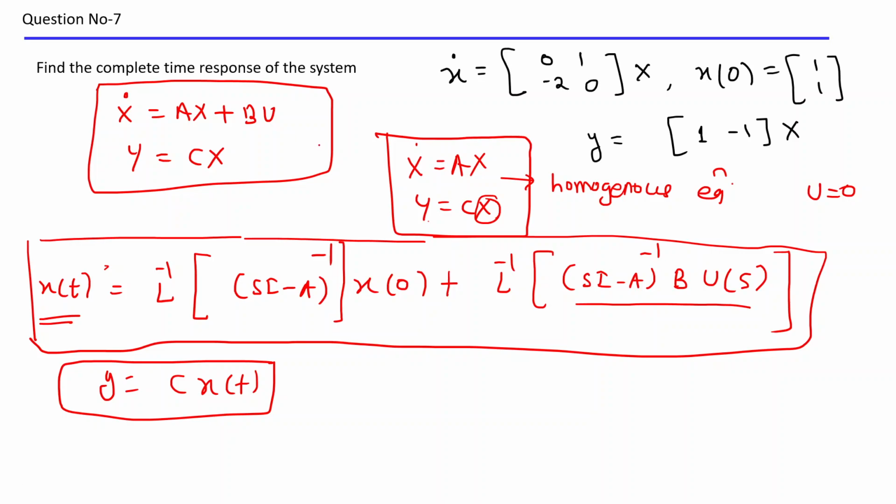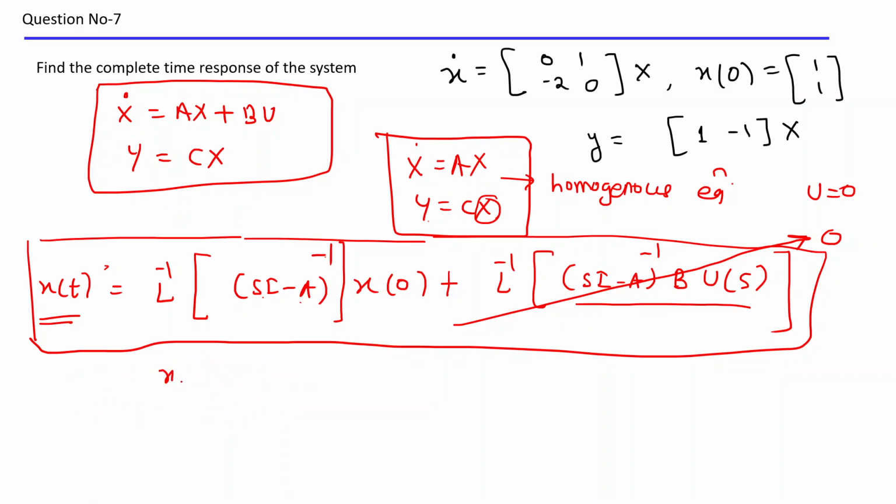But in this question, for simplicity, your b is 0. So if b is 0, this part will be 0. So you only need to find L inverse of (SI minus A) inverse into x of 0, and that gives you x of t. So x of t is nothing but L inverse of (SI minus A) inverse into x of 0. First find the value (SI minus A) inverse, take its Laplace inverse, then multiply with x of 0, and that will give you x of t.